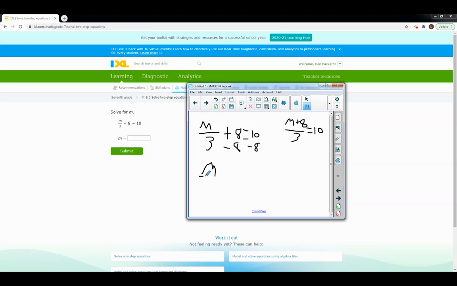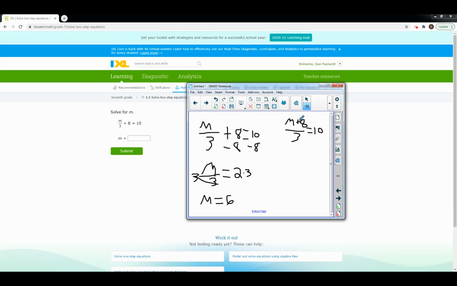So we'll get m over 3 equals 2. It is really hard to write with a mouse. And then we're going to multiply both sides by 3 to cancel out those 3's. And remember, these cancel, so it's not 9. This is just m equals 6.